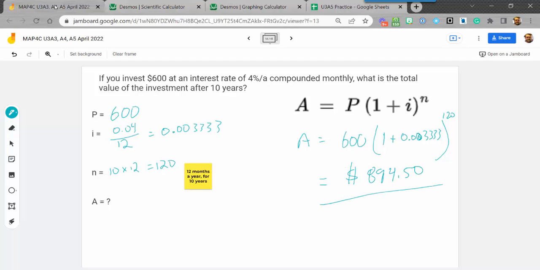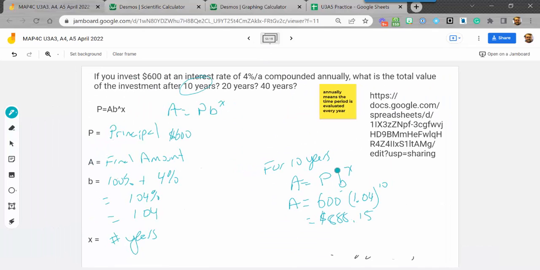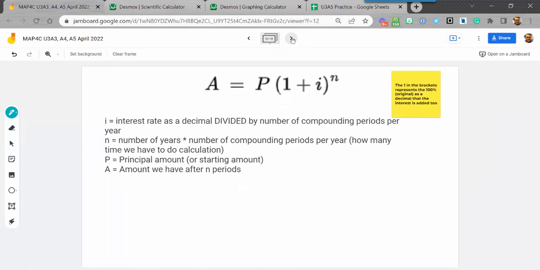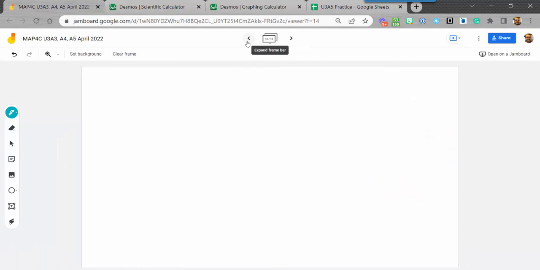894.50. Okay, so that was 10 years, but we're compounding monthly. Everything else was the same. The previous one was 10 years, but compounding yearly, 888.15 versus 894.50. So if you can compound more regularly, you get to earn interest off that interest, you get to go a little bit faster. Okay, and that is the end.